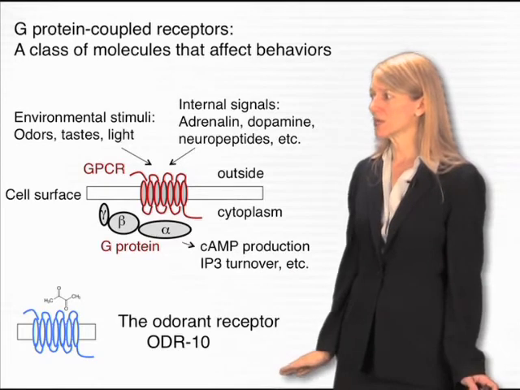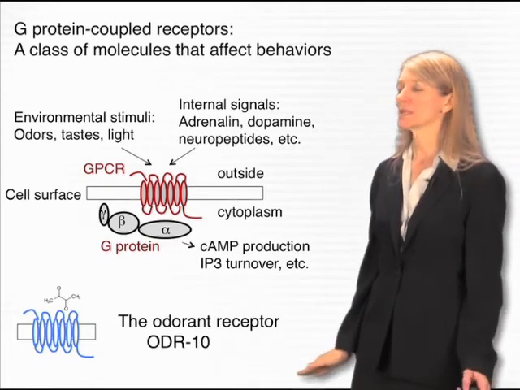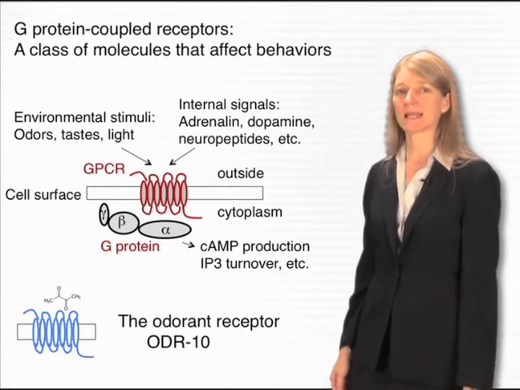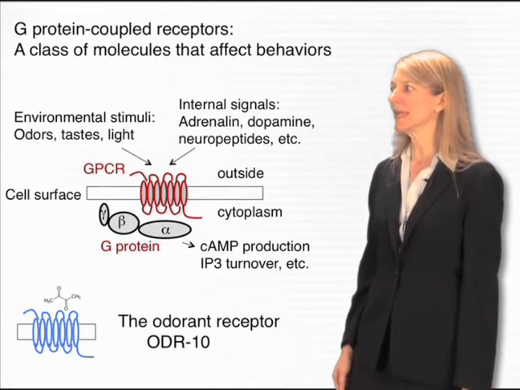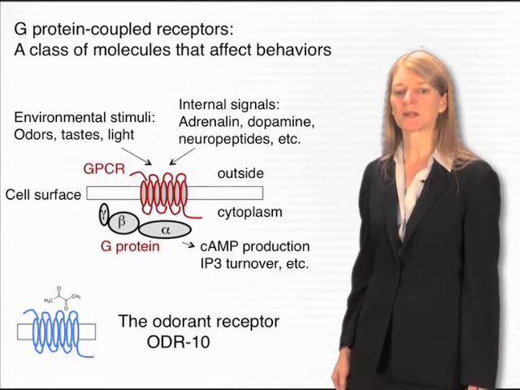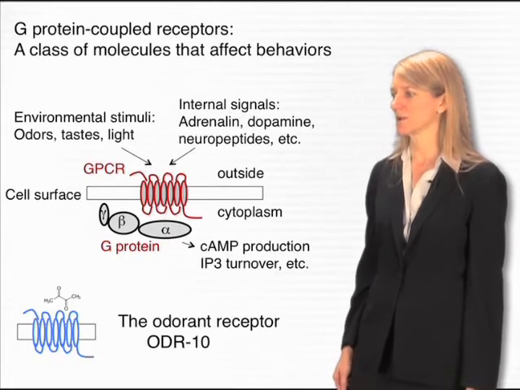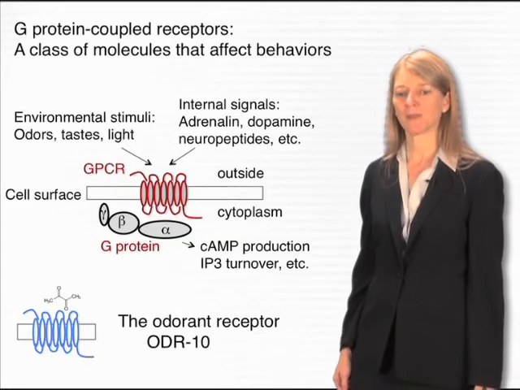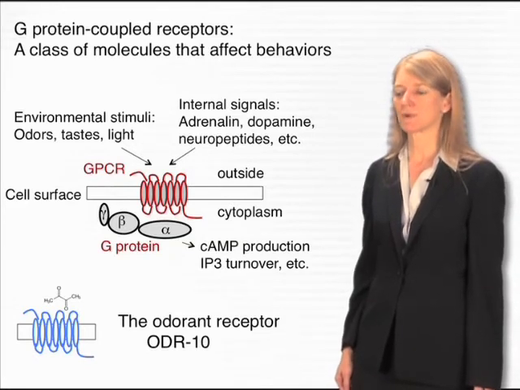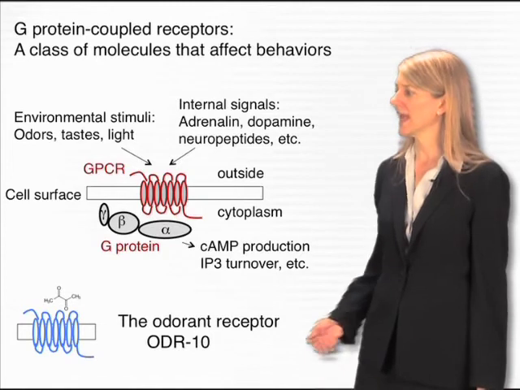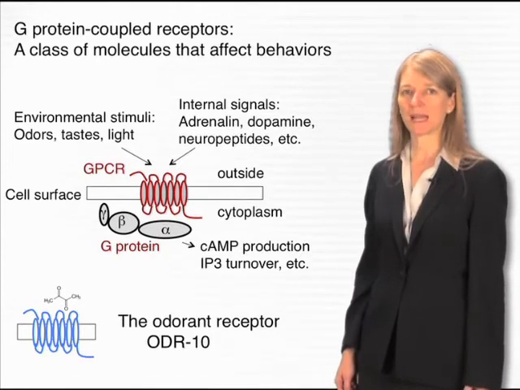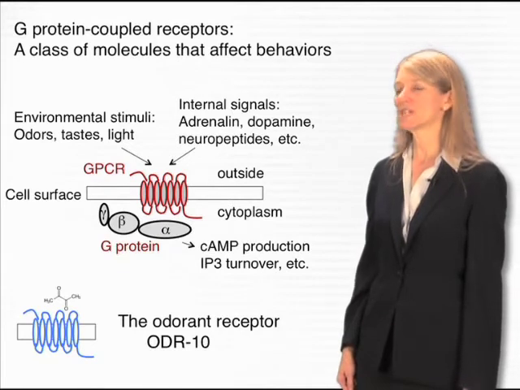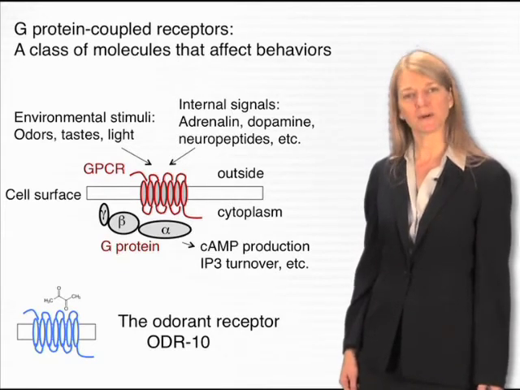I'm going to start my talk today with talking about the response to external environmental stimuli, and particularly about the sense of smell. The sense of smell begins with G-protein-coupled receptors in the olfactory neurons of the nose. Large families of these receptors detect different chemicals in the environment. Different neurons express different receptors to detect different chemicals. And my favorite of all the G-protein-coupled odorant receptors is a molecule called odor 10, which detects diacetyl, a buttery smell.